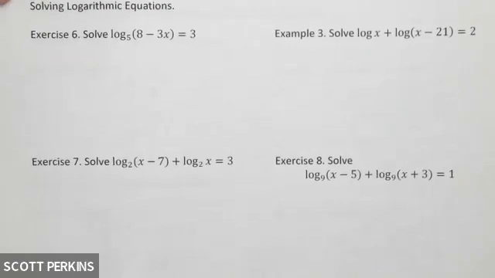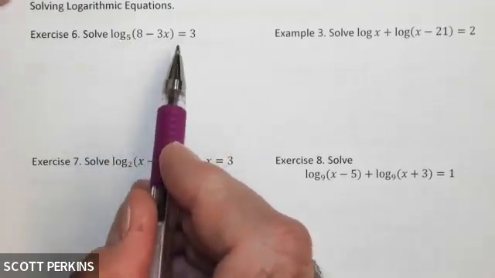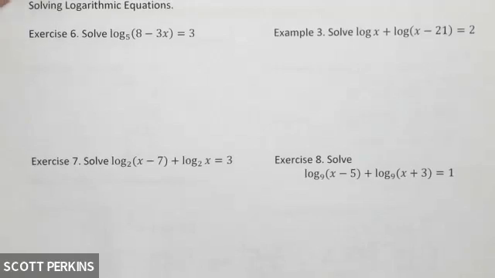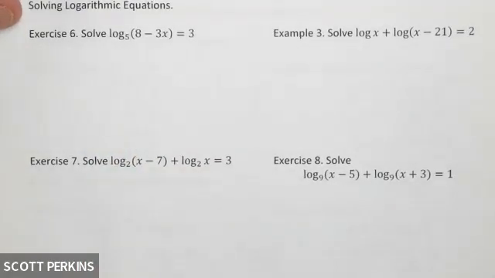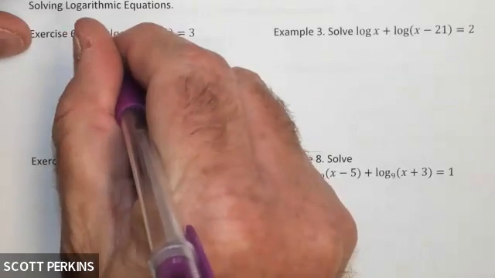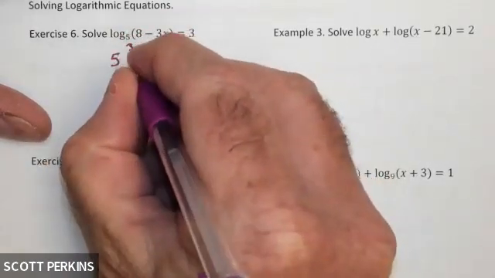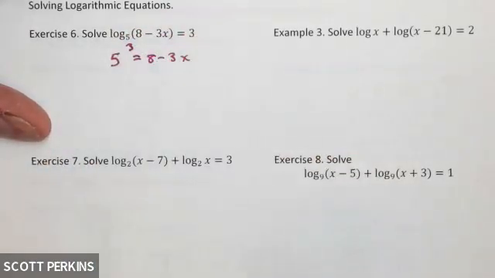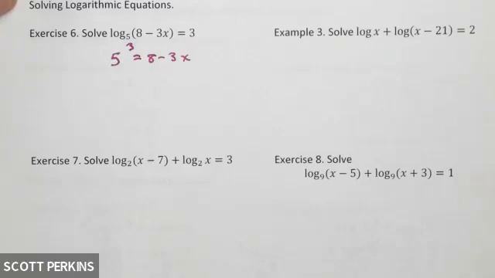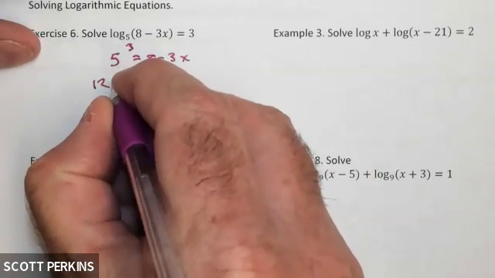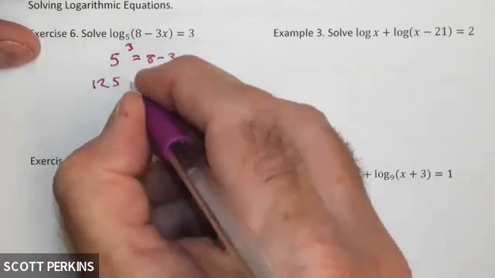I'm going to take this logarithmic statement and I'm going to make it an exponential statement so that I can solve this equation. So what's the base? 5. What's the power? Yeah, the logarithm always produces a power. So 3 is equal to 8 minus 3x. Bam, I know how to solve that. It's a linear equation. 5 to the third, your calculator will tell you, or hopefully told you, that's 125.